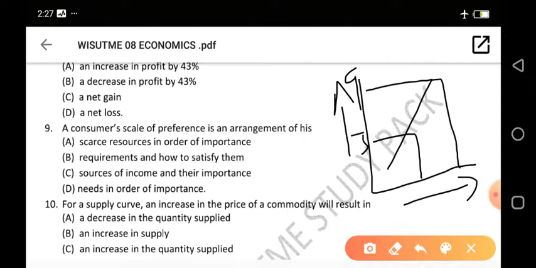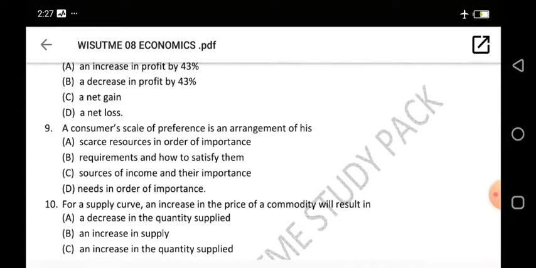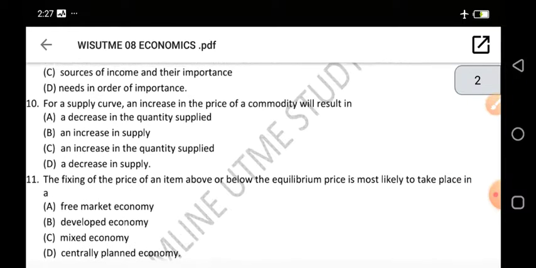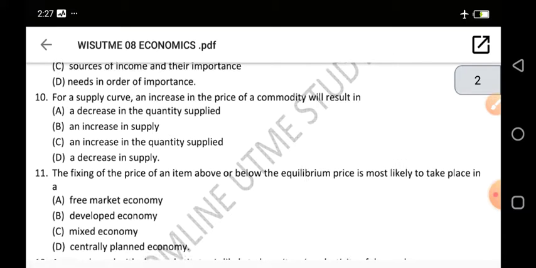So with that knowledge and with the knowledge of your law of supply, which states that the higher the price, the higher the quantity supplied, that will enable you to answer the question. With this knowledge of this graph, the answer is that an increase in the price of a commodity will lead to an increase in the quantity supplied. The answer to number 10 is C. That will take us to number 11.